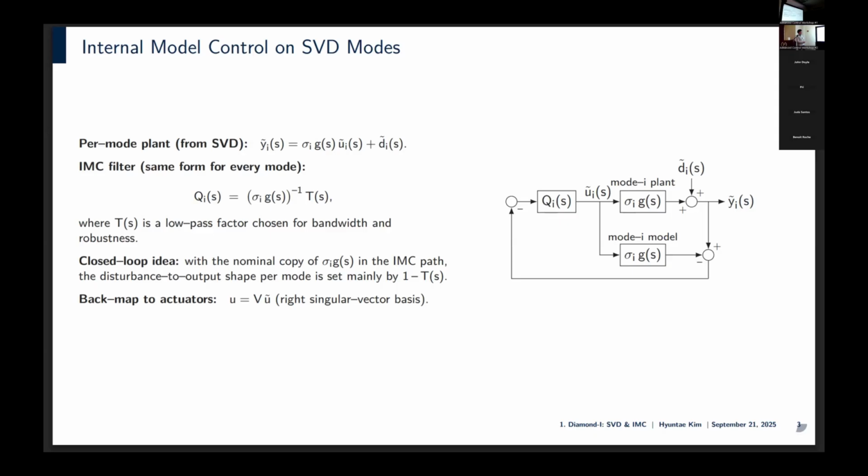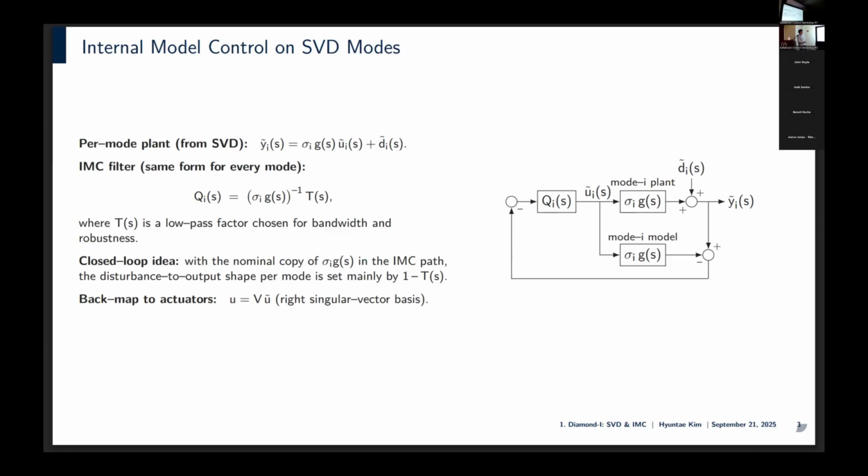So we have Y_i tilde equal to sigma_i G(s) U_i tilde plus D_i tilde, and we design this very simple internal model controller. Sigma_i G is the plant for this system, and we think about a very ideal mode i model, just the same as sigma_i G. Then what we need is to design the Q filter for this IMC, that is Q_i.